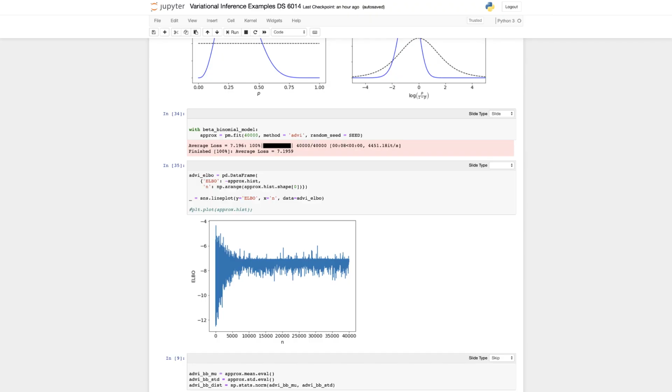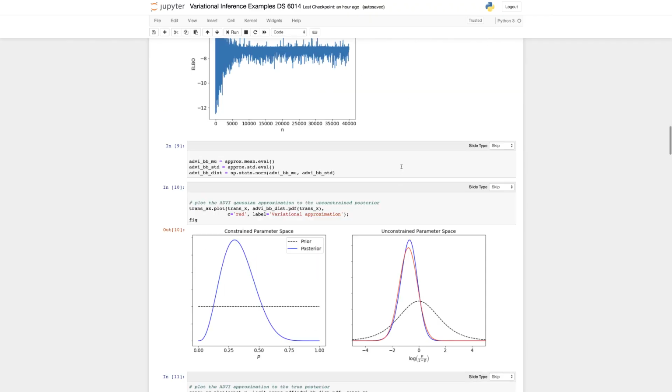So here's our ELBO plot. This is an interesting ELBO plot in that it actually starts out with higher lower bounds than we end up with at the end. But you can see that it converges. Although the convergence is not great, there is convergence to a solution that we can use for estimation. And here are the results of the estimation in the unconstrained parameter space for the posterior distribution. And it's shown in red on the right.